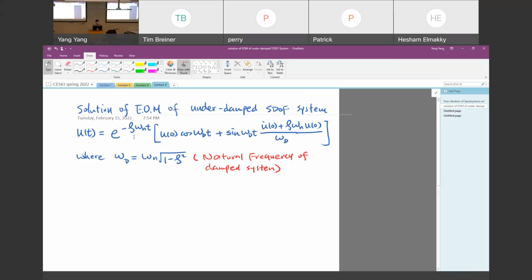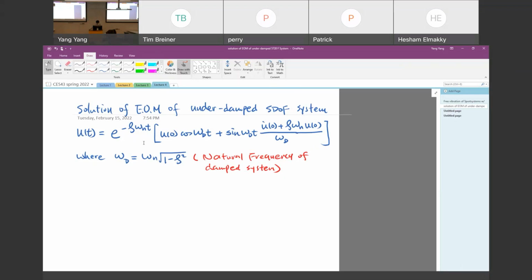So this term is a decreasing function. With time, the number outside of the parentheses will be smaller. That makes sense, because with time the vibration of the system will eventually be terminated because of the existence of the damping.